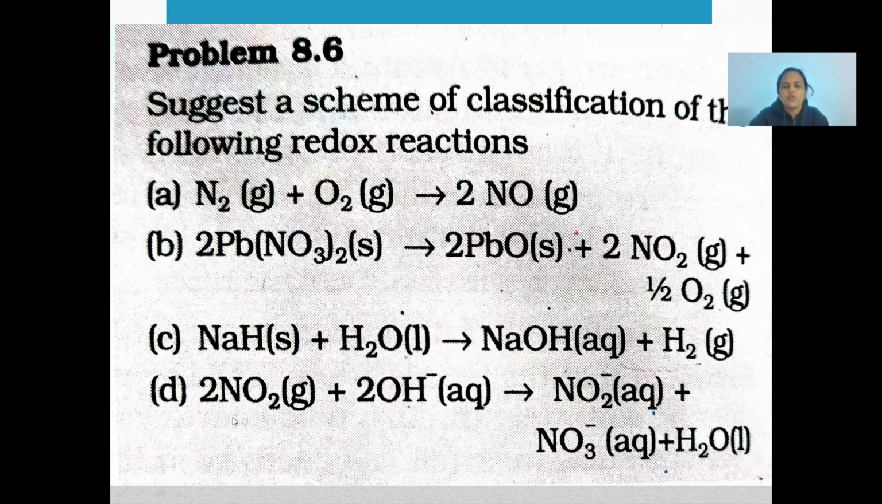The next case, 2NO2 plus 2OH⁻ gives NO2⁻ plus NO3⁻ plus H2O. So here nitrogen dioxide is going to NO2⁻ state, right? And NO3⁻ state. So this is a case of disproportionation reaction. Here nitrogen from +4 state is going to +3 oxidation state. So this is undergoing reduction, and nitrogen from +4 state is going to +5 oxidation state in NO3⁻.